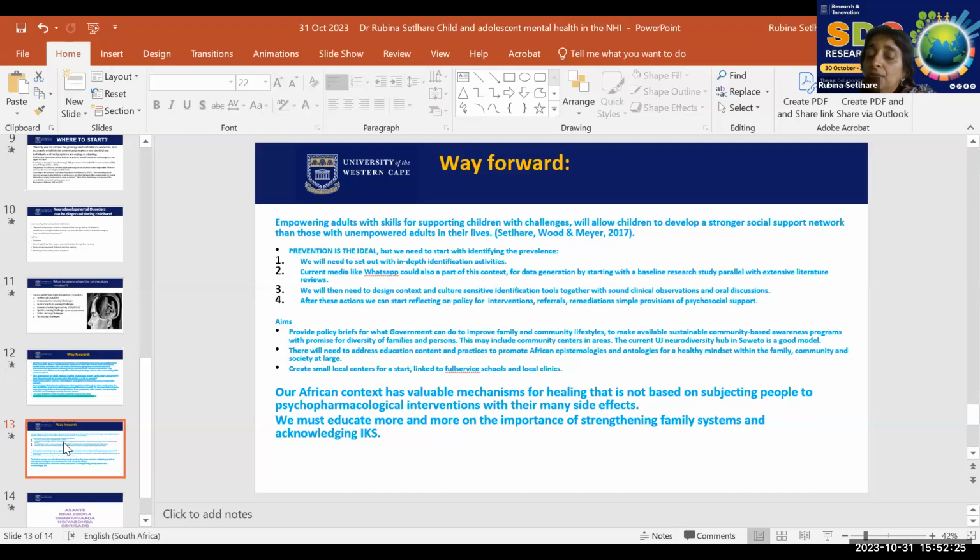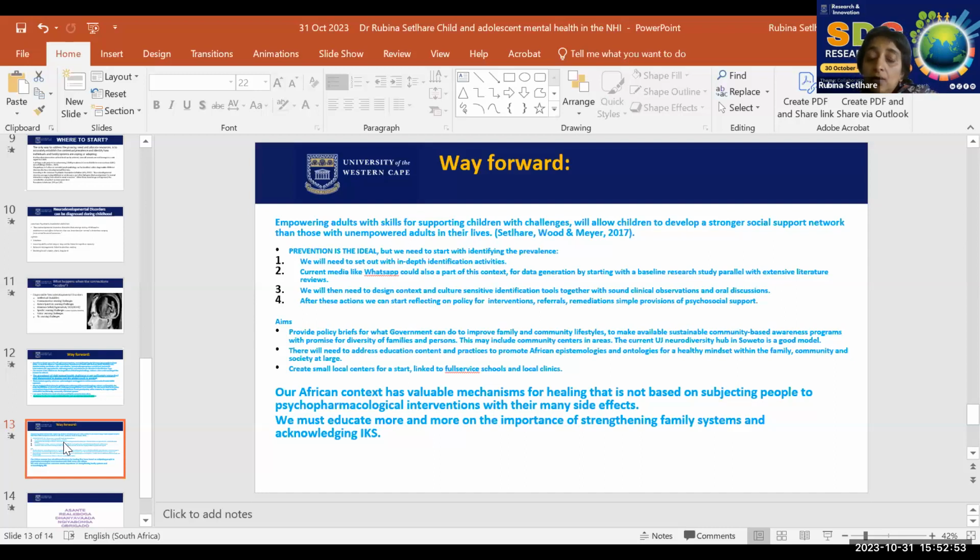So we already have, through the University of Johannesburg, a neurodiversity hub at the Soweto campus, which is a good model for us to follow. And the idea would be to then create small local centers linked to full service schools and the local clinics, which means that the departments of education and the departments of health need to speak to each other.